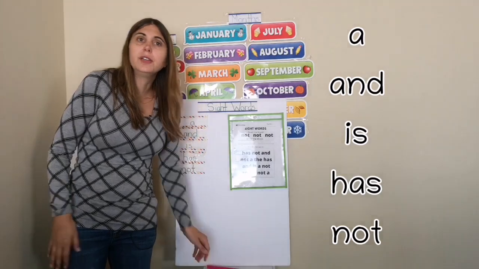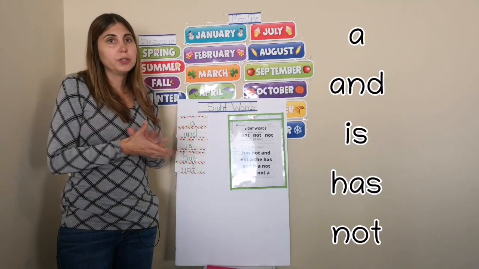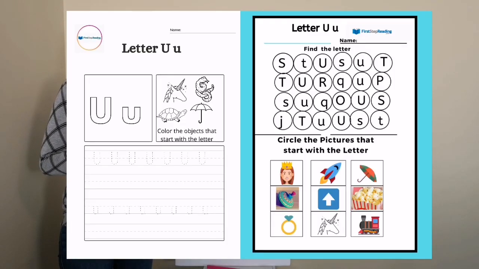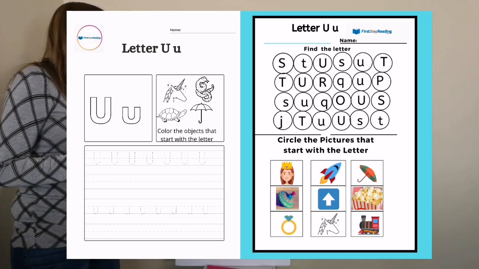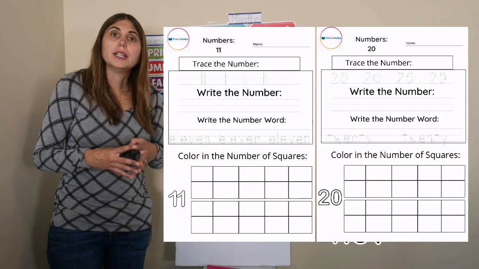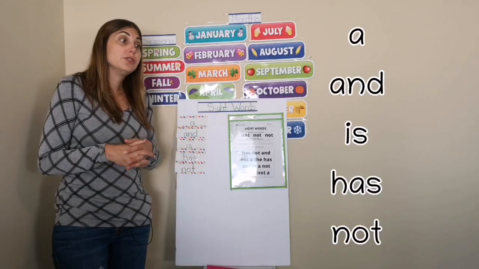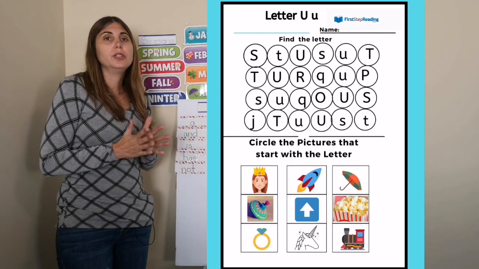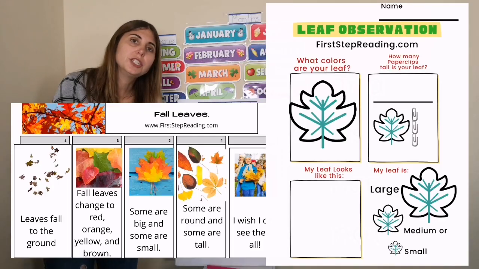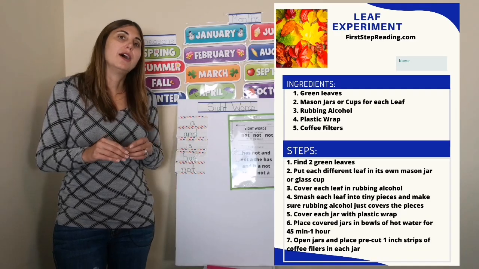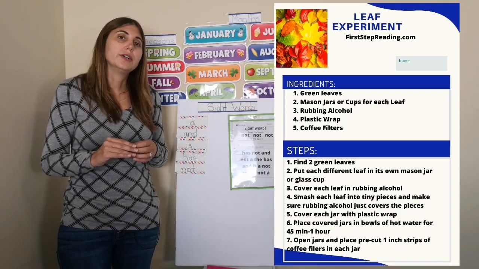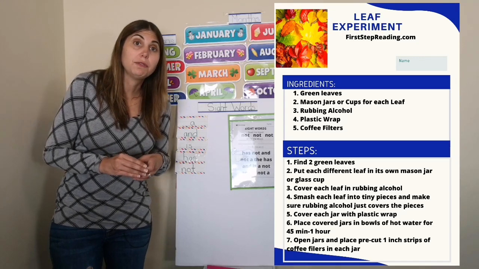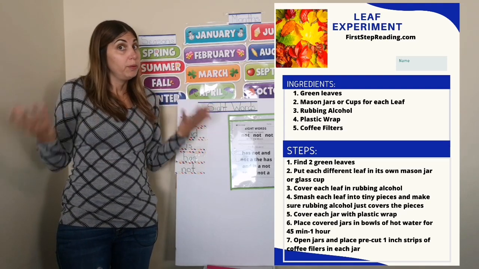So that is our learning for this week. I hope you enjoyed this video. You can practice your letters, U through Z. You can practice your math, which is 11 through 20. You can practice your sight words, your letter sounds, and you can do your experiments on leaf observation and taking the chlorophyll out of the leaf so you can see what color it really is. Because the chlorophyll, remember, hides the true color of the leaf. So if we take it out, we get to see what the real color is.